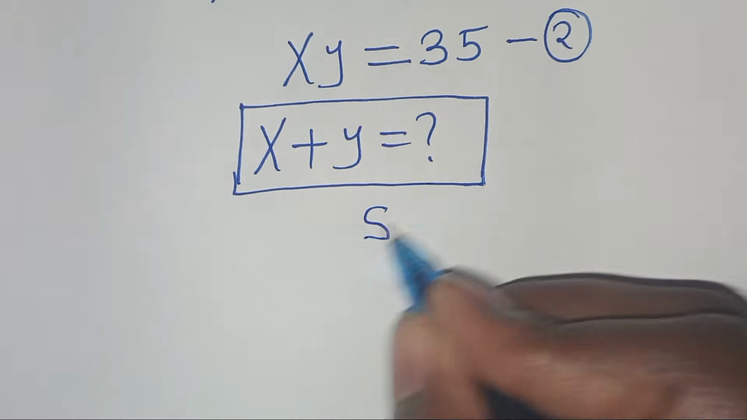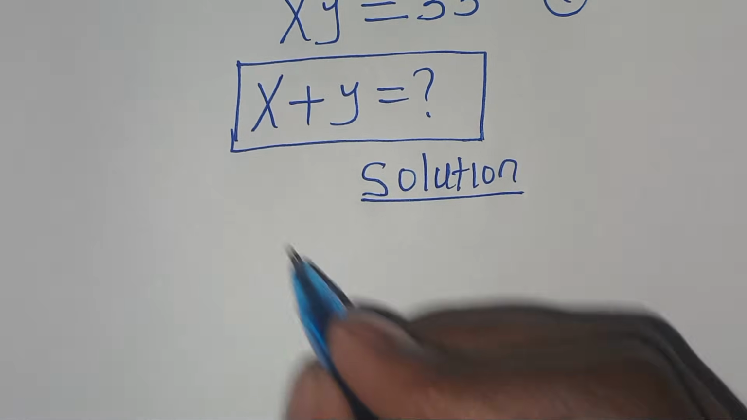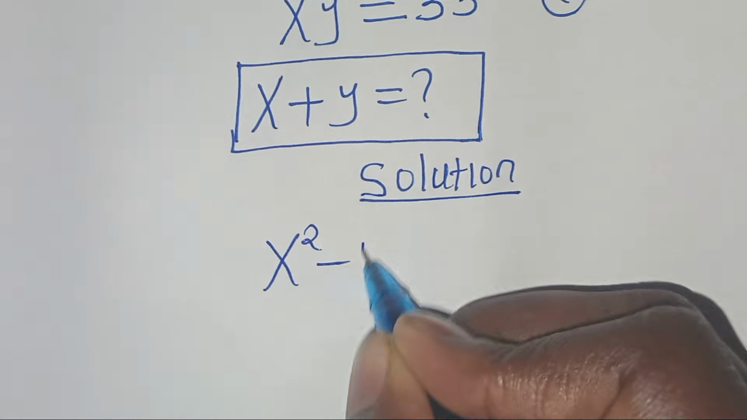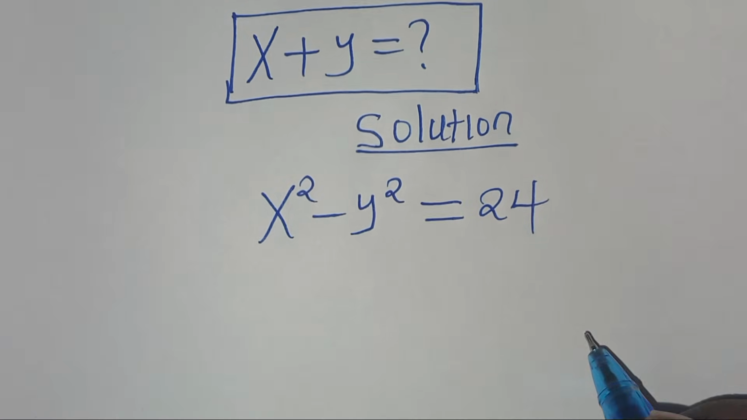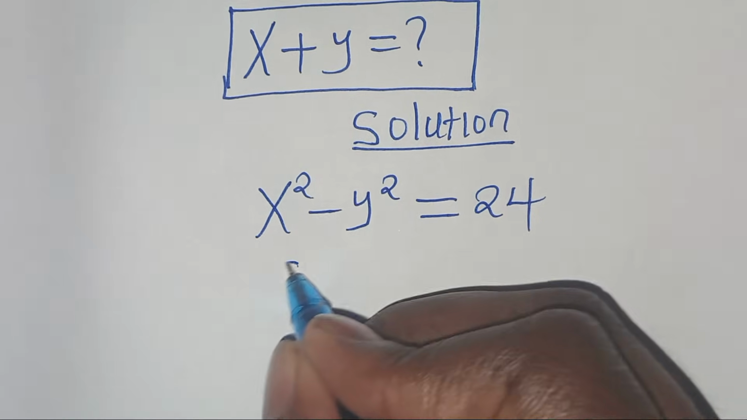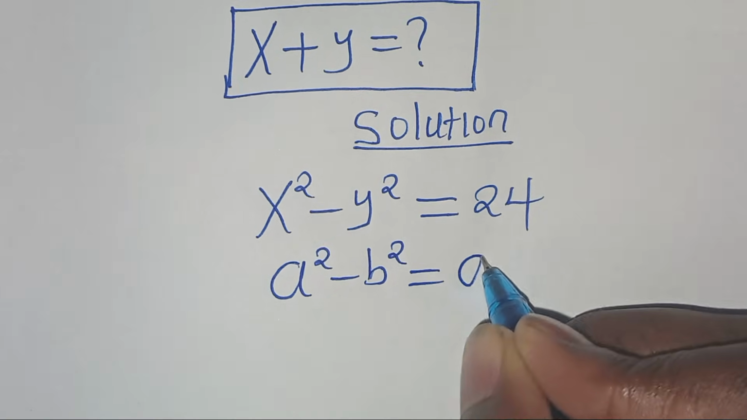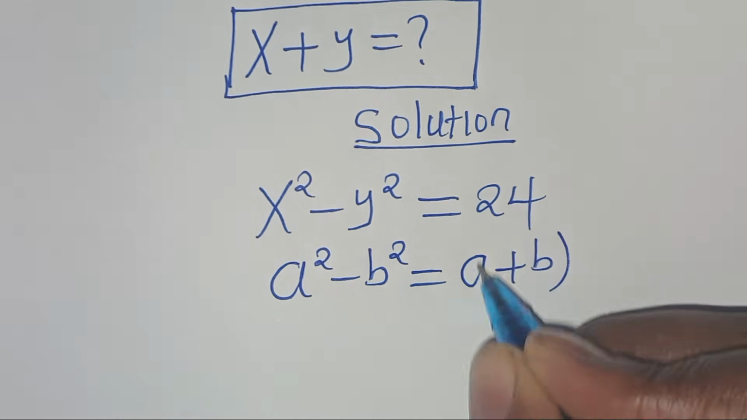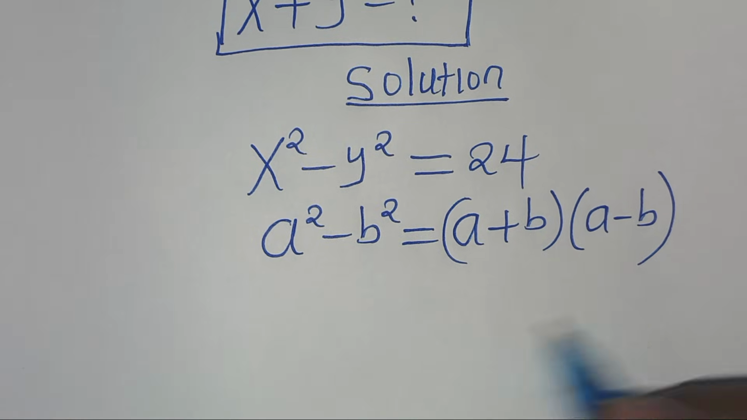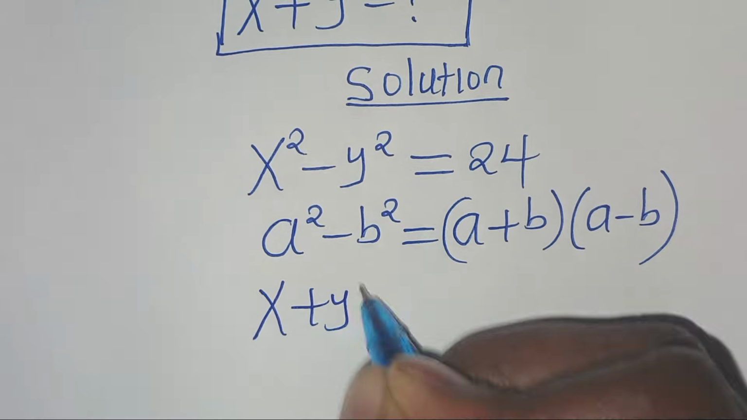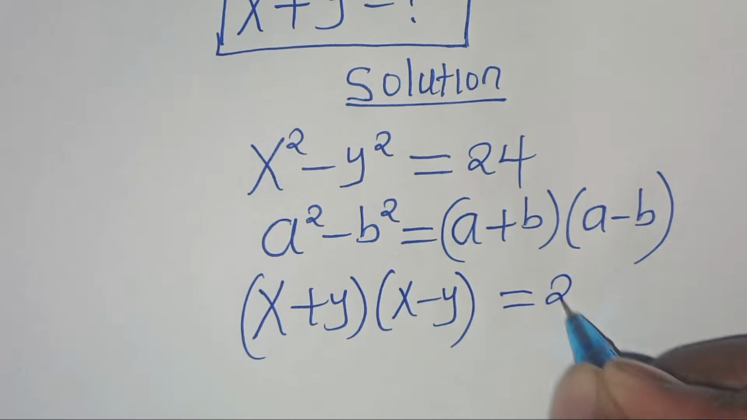Now let's provide a solution from here. From equation 1, x to the power of 2 subtract y to the power of 2 is equal to 24. Now, x squared minus y squared is in the form of a squared minus b squared. This is the difference of two perfect squares, which is a plus b times a minus b. So this is x plus y times x minus y, which is equal to 24.